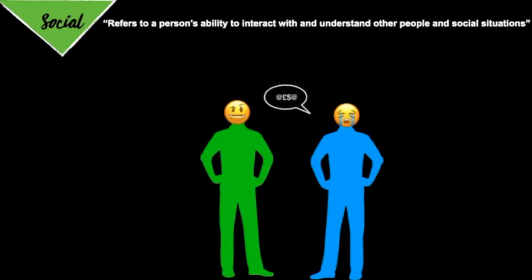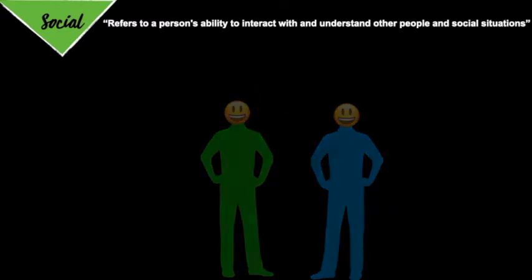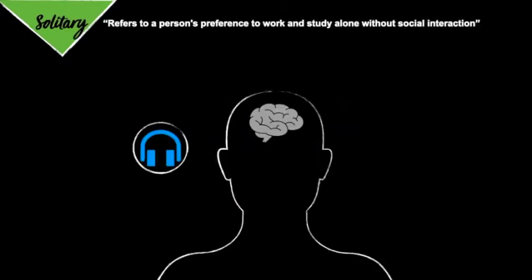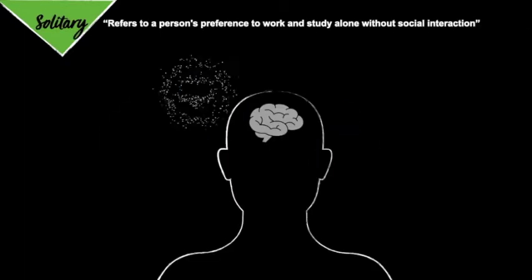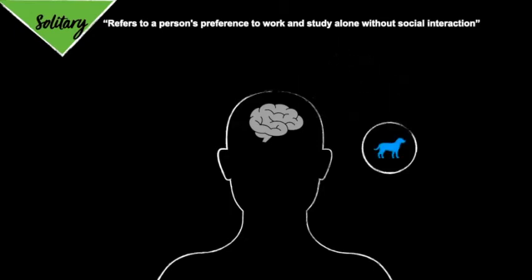Social refers to a learner's ability to interact with and understand other people and social situations. Solitary refers to a person's preference to work and study alone without social interaction.